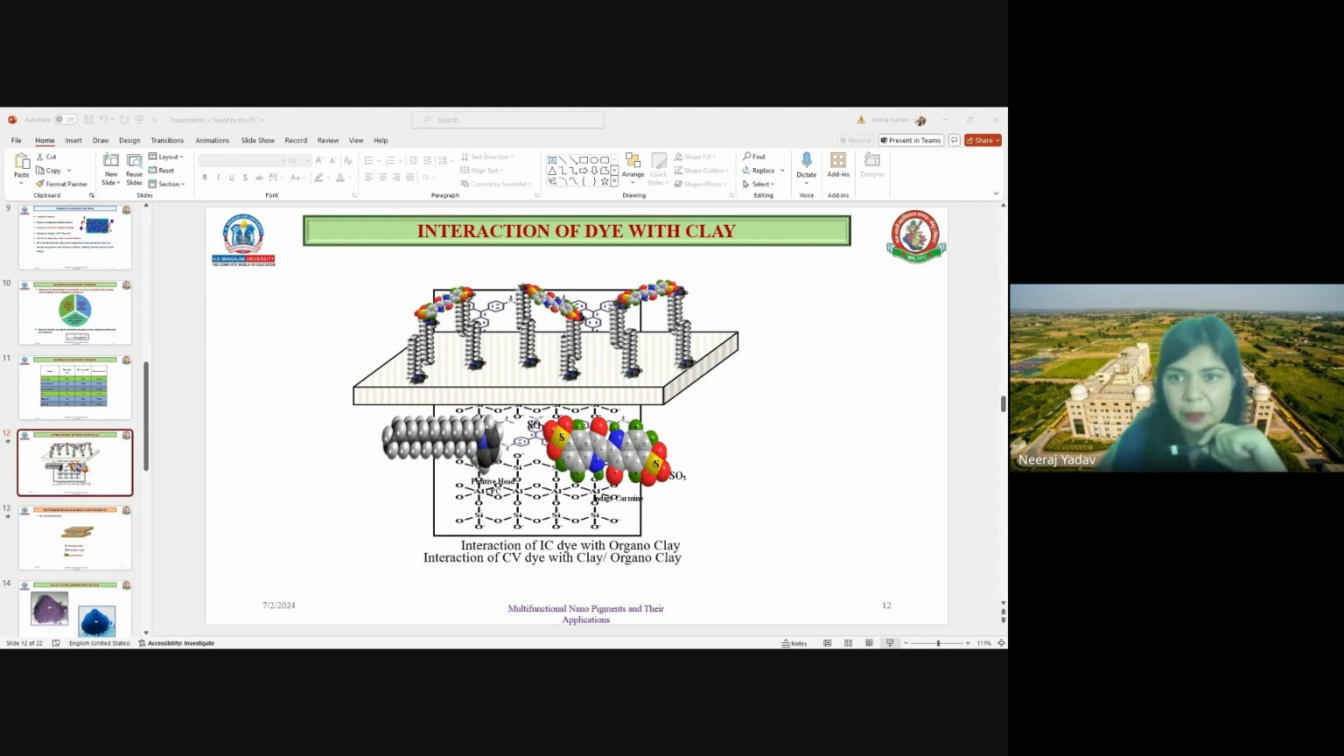Now these are the mechanical properties of these polymethyl methacrylate films, which are generally prepared by the dispersion of the nanopigments.